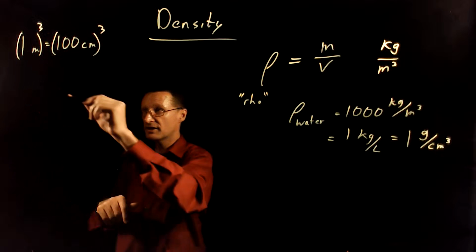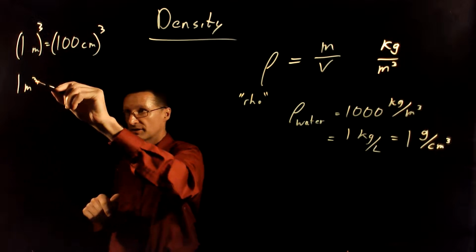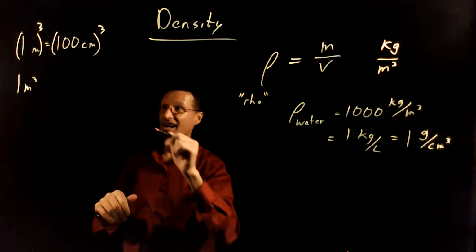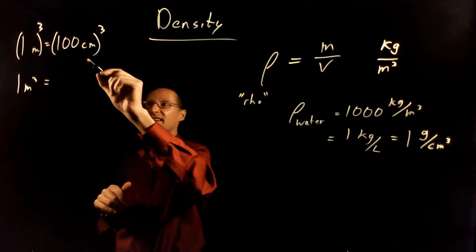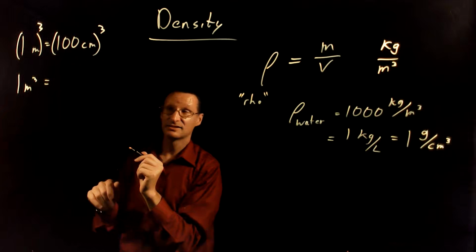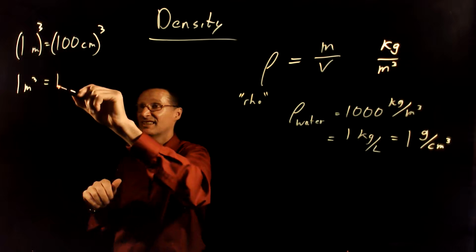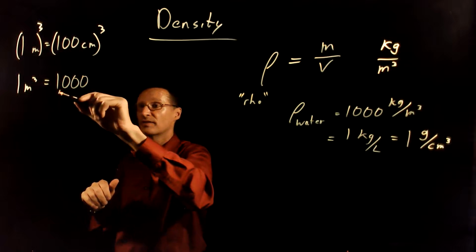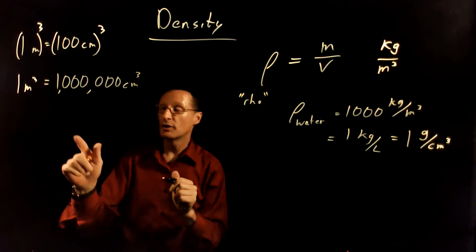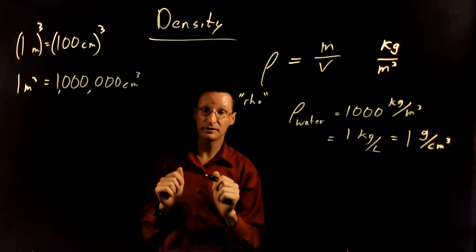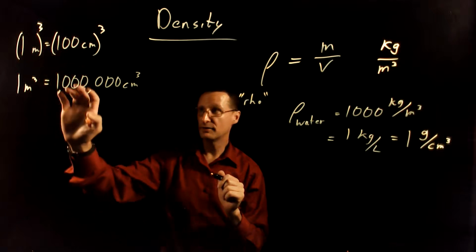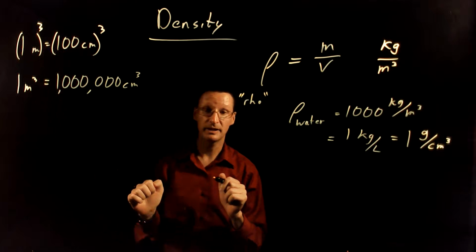And of course, 1 cubed is just 1 meter cubed. But 100 cubed is not 100. 100 cubed is 10 to the 2, cubed, 2 times 3 is 6. So this is 10 to the 6th. This is a million cubic centimeters. So you have to be careful with your conversions here. And if you want to do it in an unconfusing way, you want to follow this paradigm here.